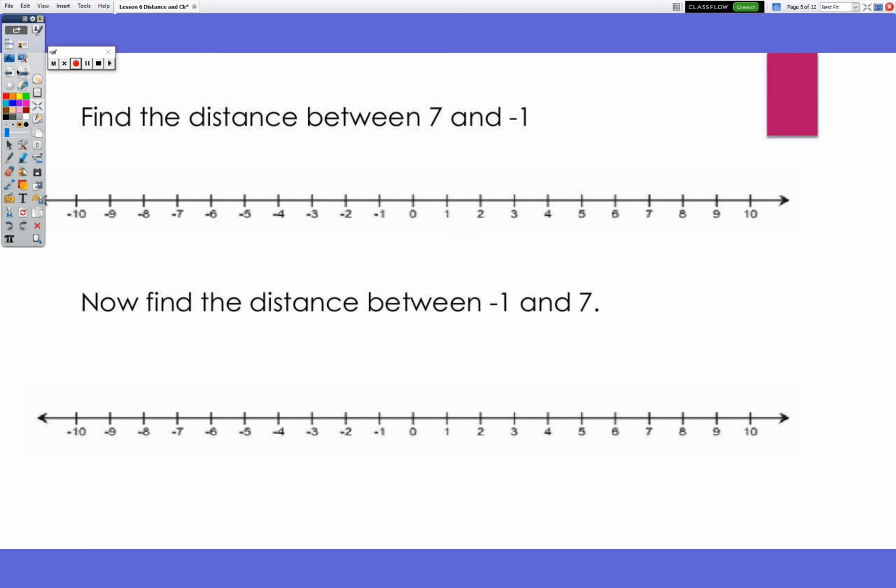Okay, now I'm going to find the distance between 7 and -1. So I'll plot a point at 7, plot another point at -1. Count the units in between. 1, 2, 3, 4, 5, 6, 7, 8. So the distance between 7 and -1 is 8 units. I bet you can guess what's going to happen in the next one. We're finding the difference between -1 and 7. Once again, same 2 points. Order doesn't matter. It's going to again be 8 units.